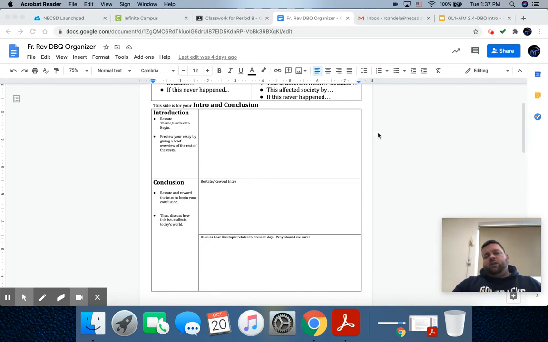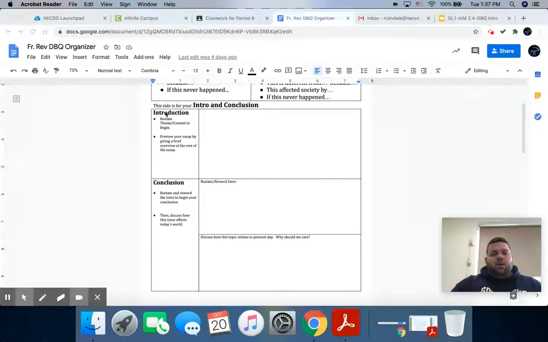The first question a lot of people have is, well, the introduction's at the beginning and the conclusion's at the end, so why are these boxes next to each other? And the answer is that oftentimes the introduction and the conclusion are quite similar to each other, with one major difference. But oftentimes they're very, very similar. So with regard to the graphic organizer, it makes sense to group them together.